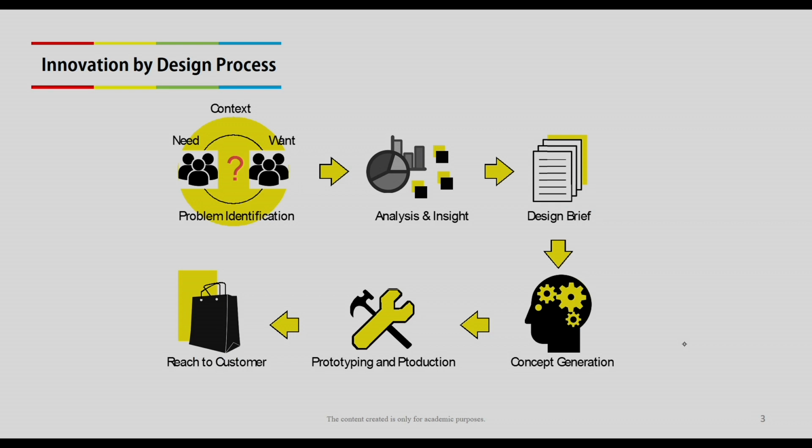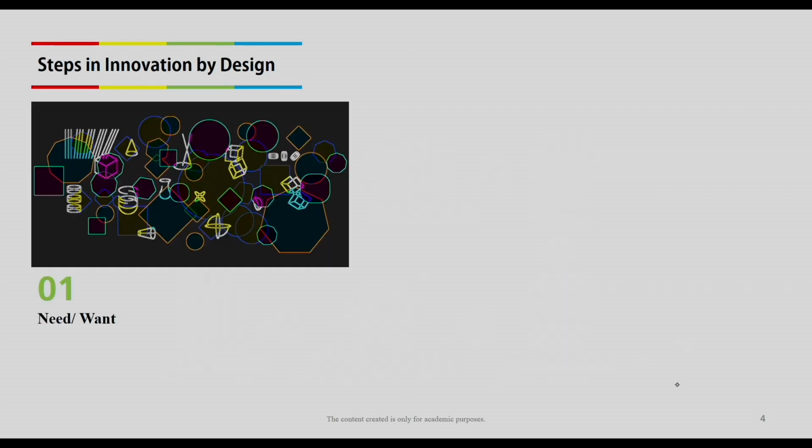From the concept generation phase, it goes to the prototyping phase, where we manifest the product we wanted. Prototyping is an iterative process, and at the end the final product form and function is finalized. Then it goes to production, and finally it reaches the customer. Now let us discuss each step in brief.